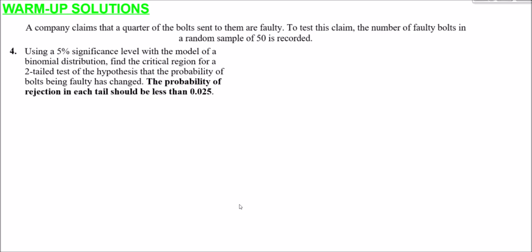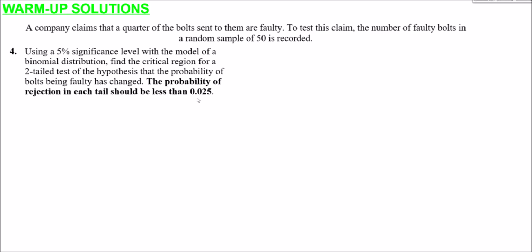Question 4. Using a 5% significance level with a model of a binomial distribution, find the critical region for a two-tailed test of the hypothesis that the probability of bolts being faulty has somehow changed. The probability of rejection in each tail should be less than 0.025.